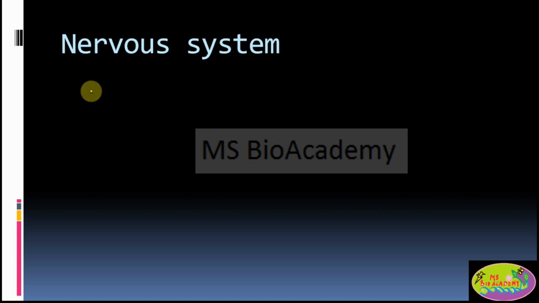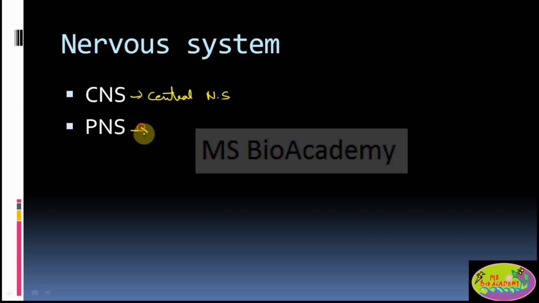The nervous system consists of two important parts. One is the CNS, which stands for the central nervous system, and the second one is the PNS, which stands for the peripheral nervous system. These are the two systems which together constitute what is called the nervous system. Now, what are the central nervous system and the peripheral nervous system? We have just understood the definition part only. So what does the central nervous system include?